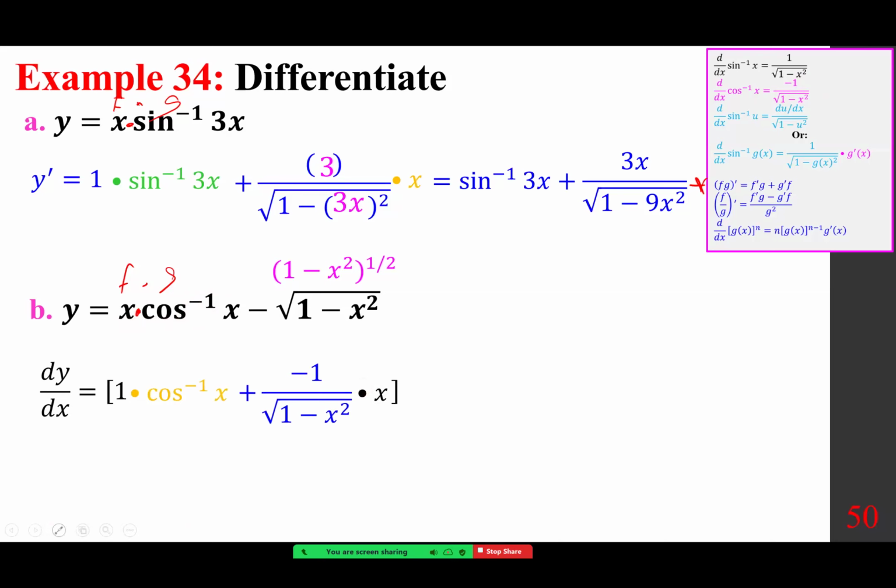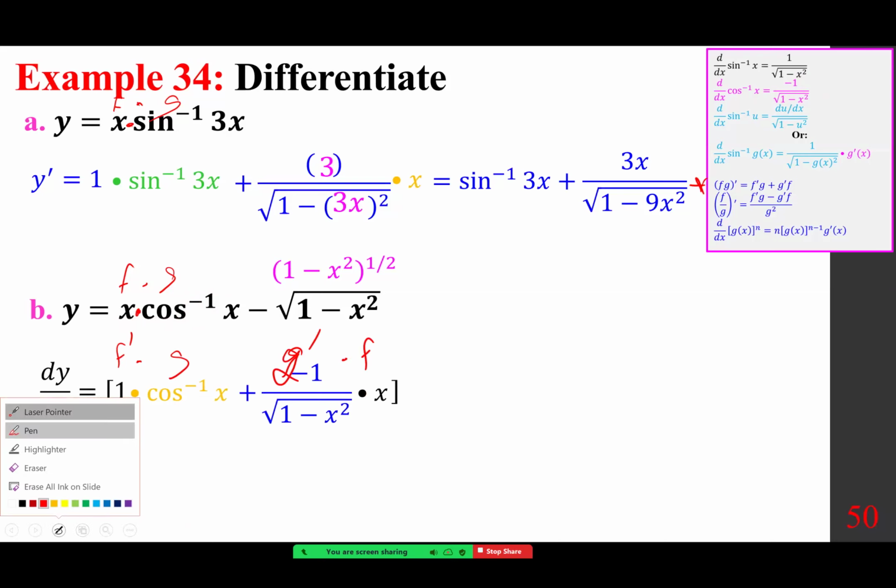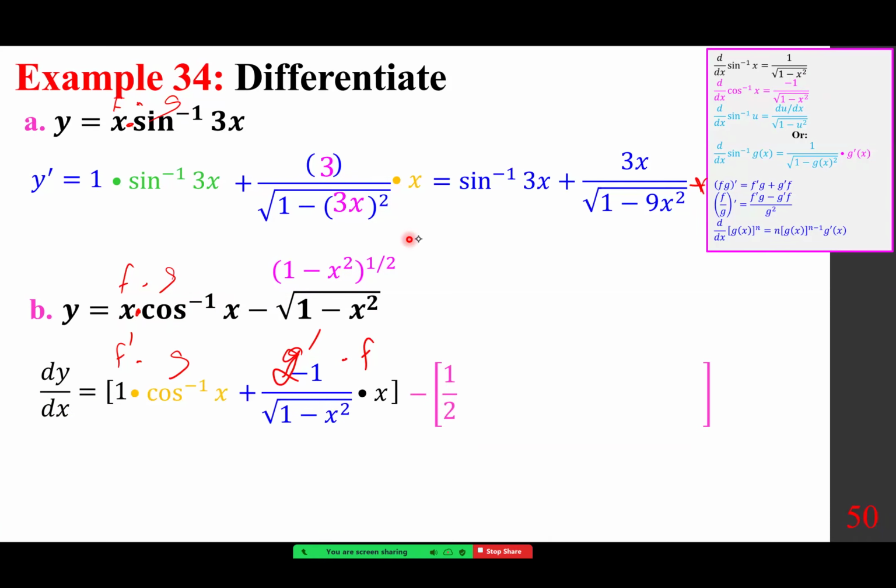So just write here to make sure everybody understood what happened. This is f prime g. This is g prime f. And now this, minus 1/2, the same thing to the power of 1/2 minus 1, which makes it negative 1/2, times the derivative of the inside, minus 2x. We are done with calculus.